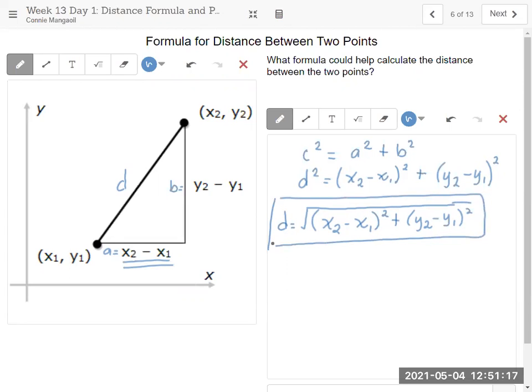Okay? So you have the square root, and then you have your two sets of parentheses. The first set of parentheses is for your x. And the second set of parentheses is for your y. Okay? X is the first coordinate, and y is the second coordinate of the point. All right? Okay, can we move on?